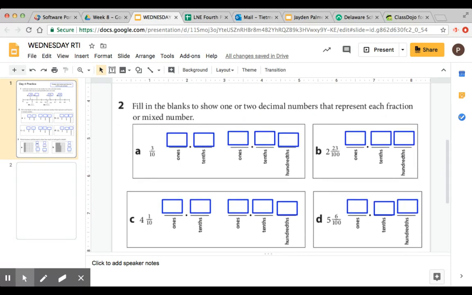Underneath here, they've given you a fraction. So we have the fraction 3/10. And you're going to change that fraction into a decimal. The only numbers you should be using are either 3 or 10 because that's the only two numbers that are in our fraction. No other numbers can go into our decimal.